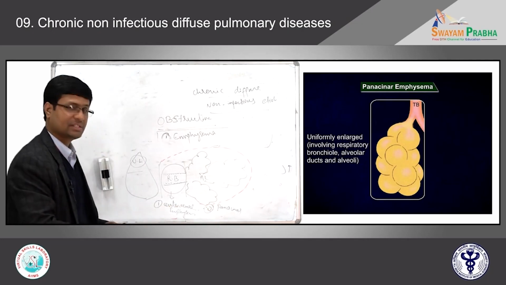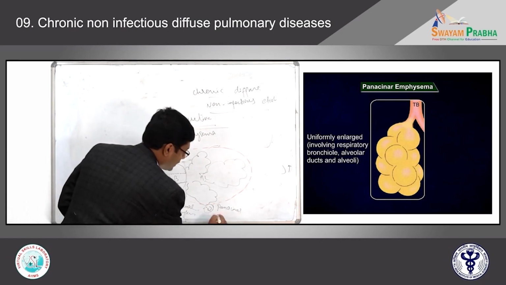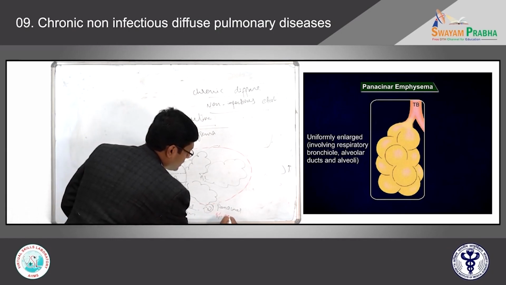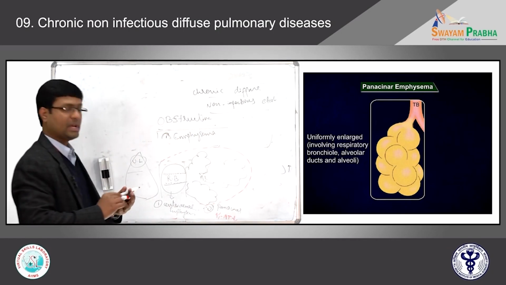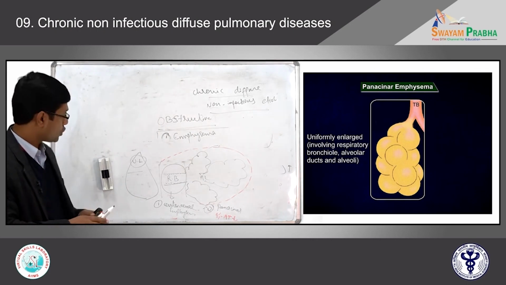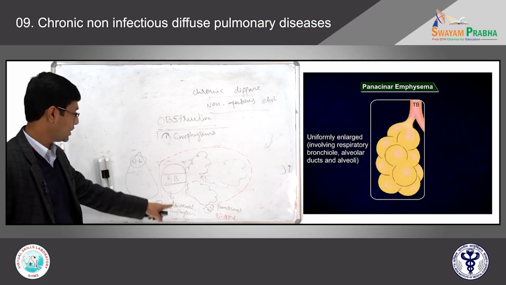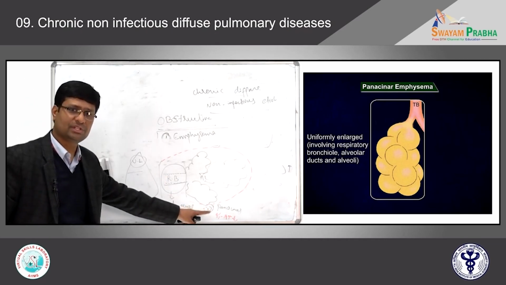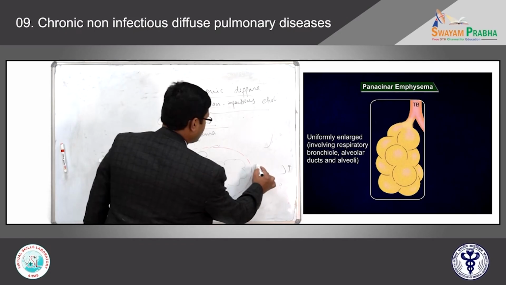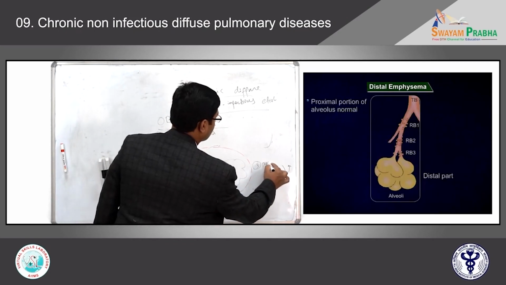The most common cause of panacinar emphysema is alpha-1 antitrypsin deficiency. The most common cause of centriacinar emphysema is heavy cigarette smoking. These two are very important and very serious. Number 3, paraseptal.